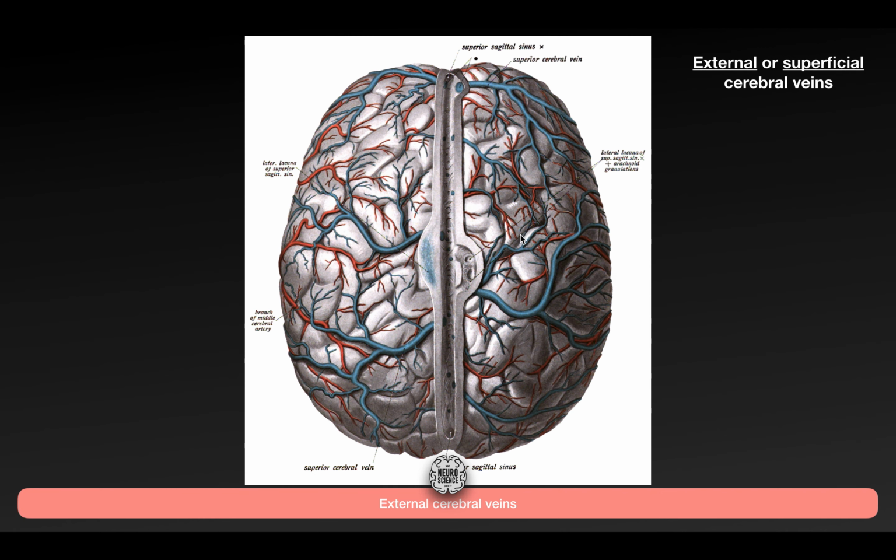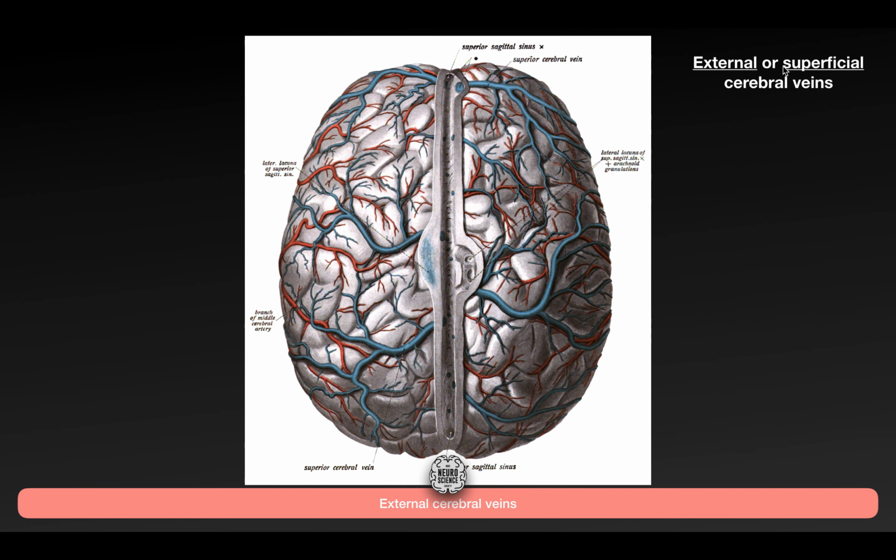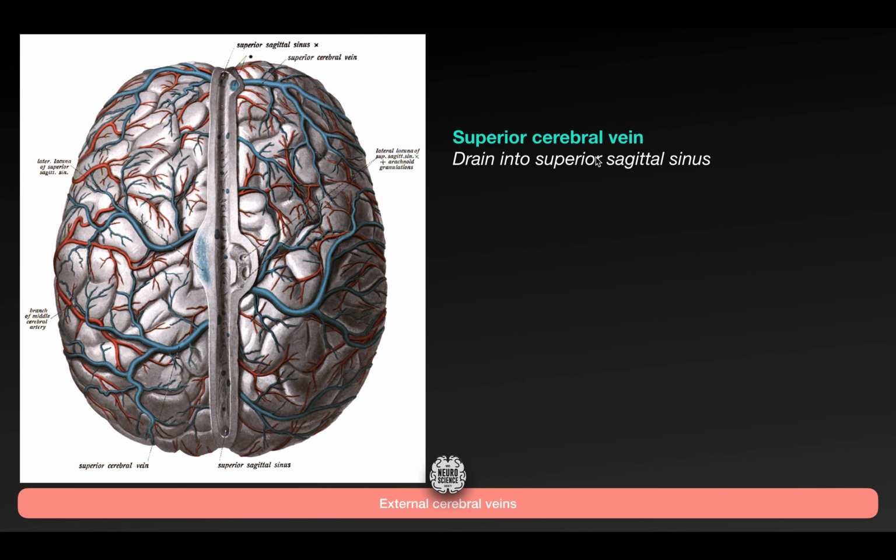So what about the cerebral veins? Well, these are much simpler because they're so variable. So actually just memorizing them is not particularly useful. They branch into external or superficial cerebral veins and internal cerebral veins, right? So we cover the external and we cover the internal. Now these external or superficial veins, there's a couple of them to know.